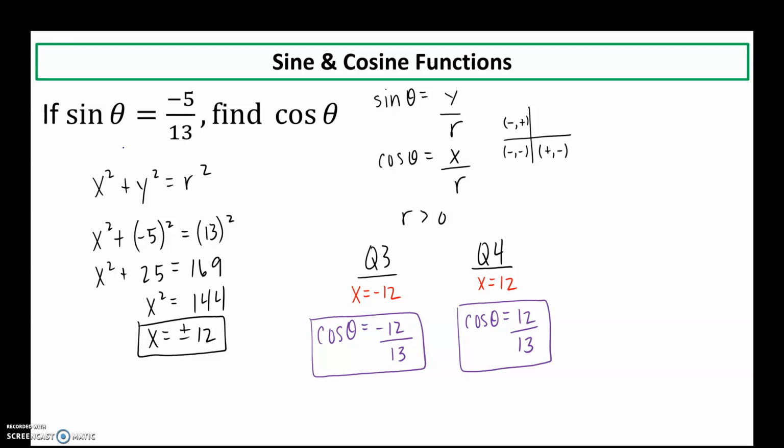Now, we'll look at more specific problems where it'll say the angle is, say, only in quadrant 3, find the cosine function. Then we would only take the appropriate value, whether it being positive or negative. But for right now, you're expected to find both cosine ratios.